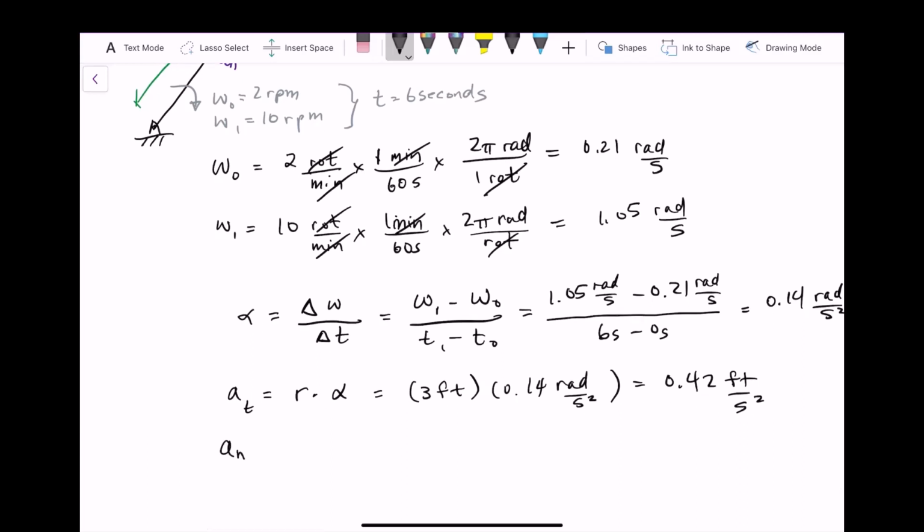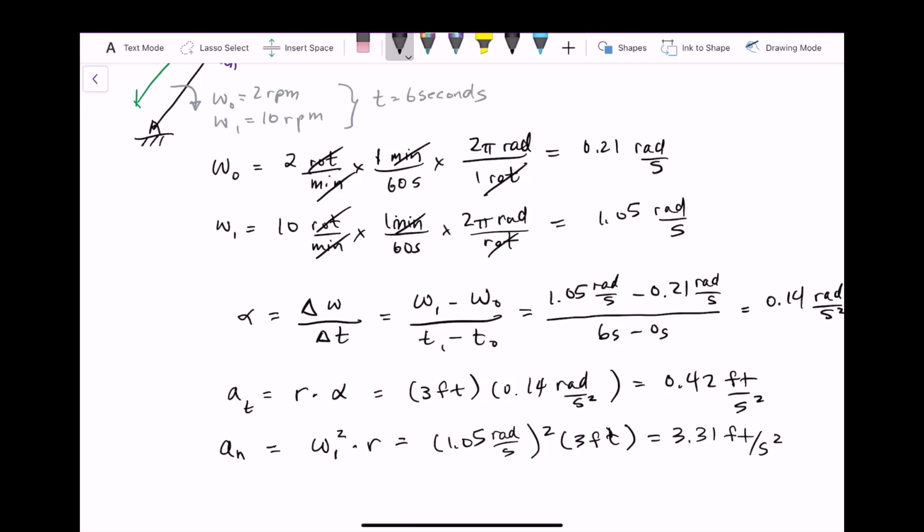Next, we'll need to find the normal acceleration. And we have 2 options here. We can use, remember, one that has the linear velocity or the angular velocity. But we have an angular velocity here, the final angular velocity. So why don't we use that? So that's omega 1 squared times r. So that would be 1.05 rads per second, we're going to square that, times 3 feet. And that gives us 3.31 feet per second squared.